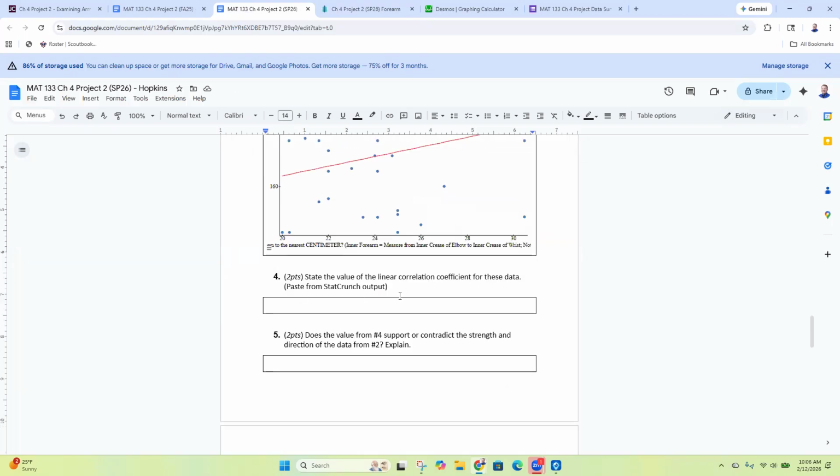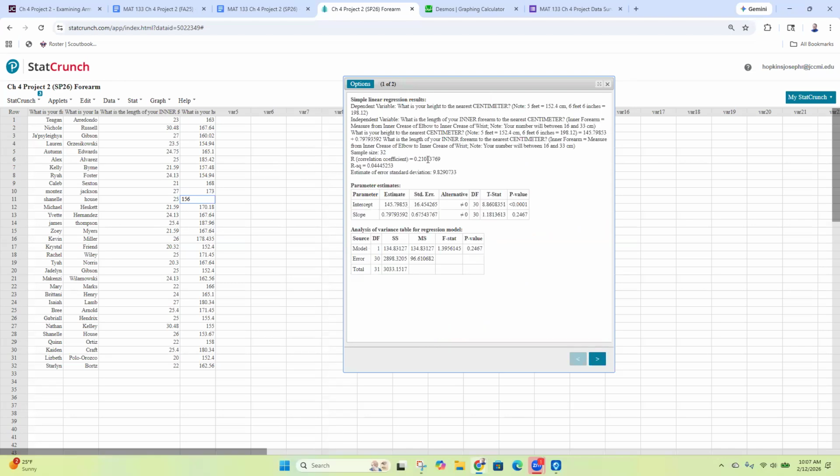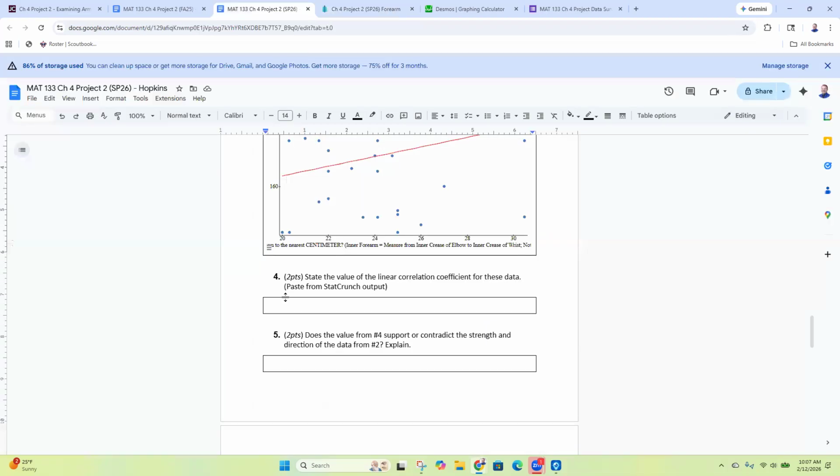All right. State the value of the linear correlation coefficient for these data. So mine was 0.21. Oh goodness, that's still small. 0.211. Okay.